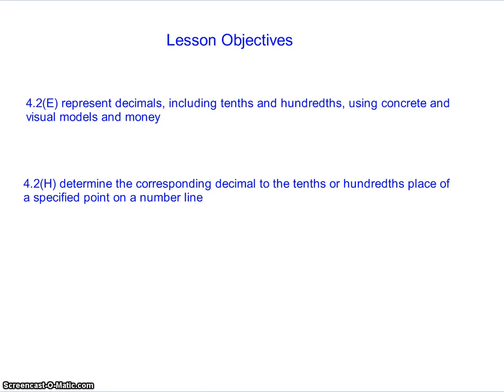Today's lesson objectives are 4.2E and 4.2H. 4.2E states: represent decimals, including tenths and hundredths, using concrete and visual models and money. 4.2H reads: determine the corresponding decimal to the tenths or hundredths place of specified points on a number line.